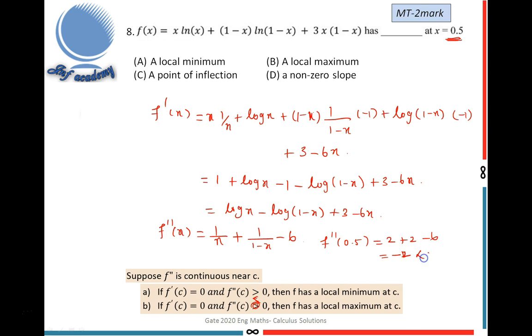Minus 2, this is less than 0. So less than 0, f has a local maximum at C. Here C is 0.5. So f has a local maximum at x equal to 0.5. So the answer is B. The correct answer is option B.